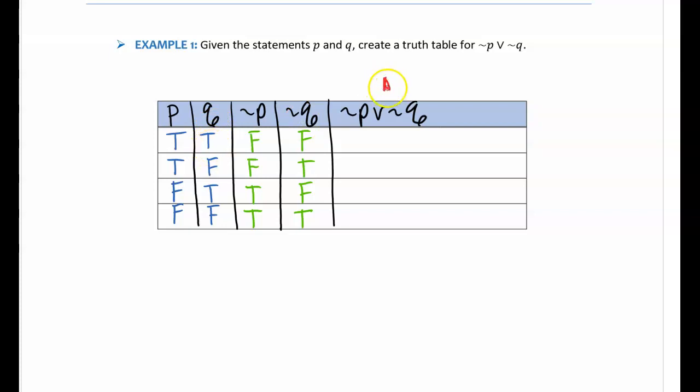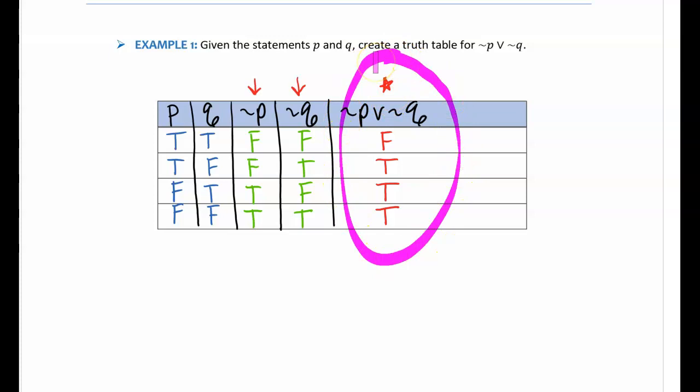Finally, our end goal is to find the truth values of the statement not P or not Q. So I'm focusing on these two columns with the arrows above them. And the final truth values would be false, true, true, true. So here are the truth values for the statement not P or not Q.